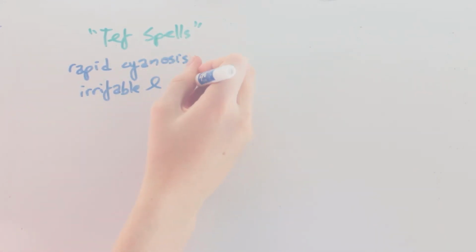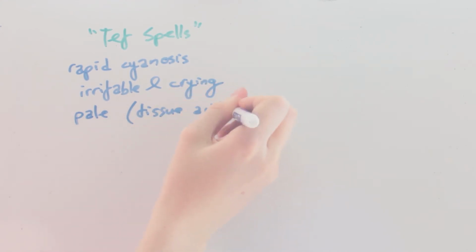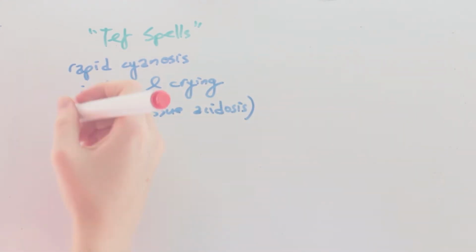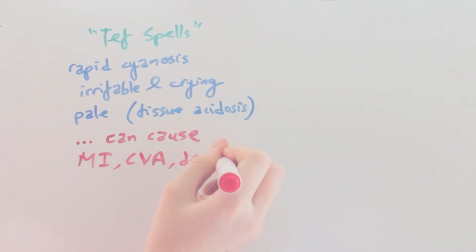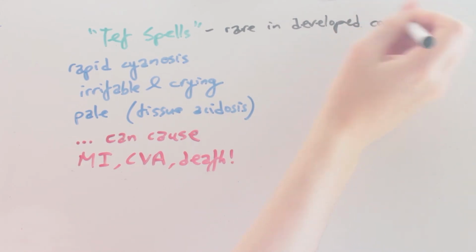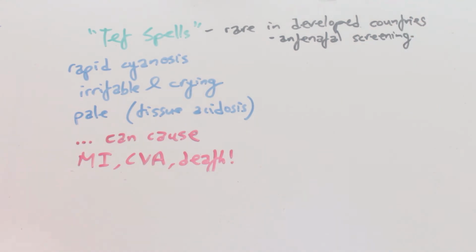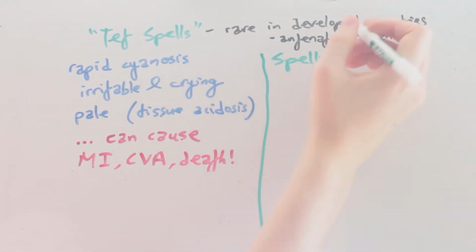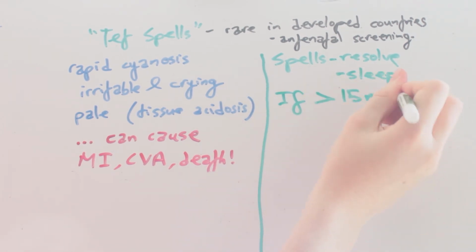What are the characteristics of TET spells? Well, there's rapid cyanosis, the child is likely to be irritable and crying, and also pale due to tissue acidosis. These spells are serious and can result in myocardial infarction, cerebrovascular accident, and even death. However, childhood TET spells are rare in developed countries, as most cases are picked up by antenatal screening. When they do occur, spells usually self-resolve and the child will sleep.